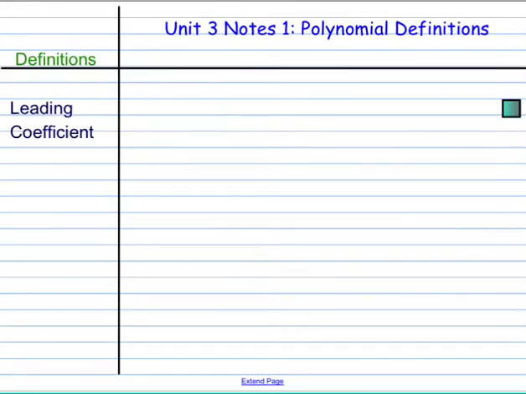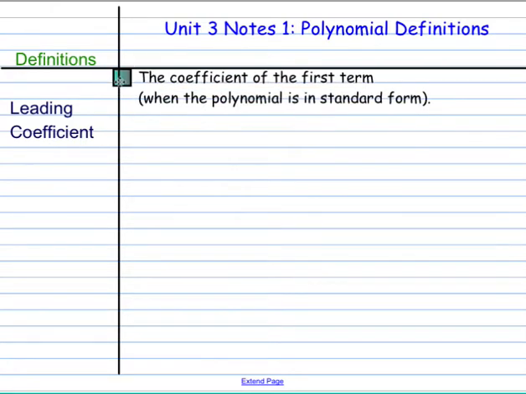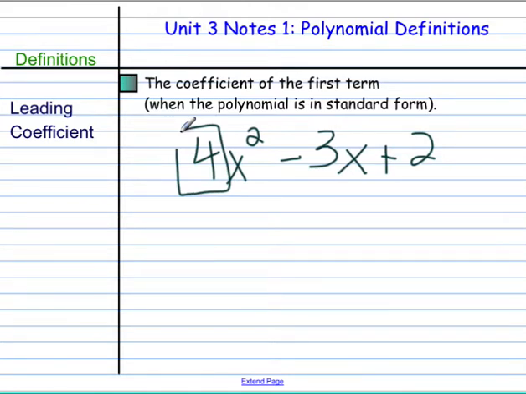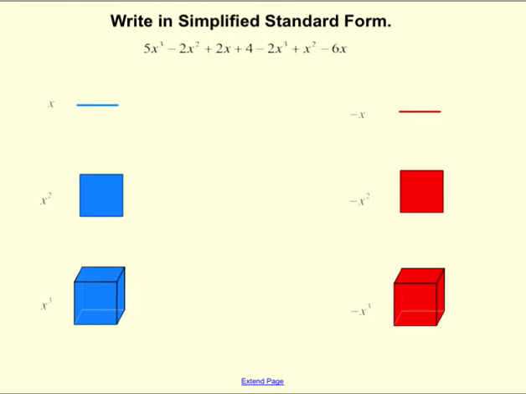Next, let's take a look at the leading coefficient. The leading coefficient is the coefficient of the first term when the polynomial is in standard form. So when we had this polynomial, 4x squared minus 3x plus 2, the 4 is my leading coefficient. I don't need to include the x squared. If it asks what is the leading coefficient, all I would do is write 4. When you're asking for coefficients, you don't write out the letters. You just write out the number factor out in front. That's by definition. Okay?